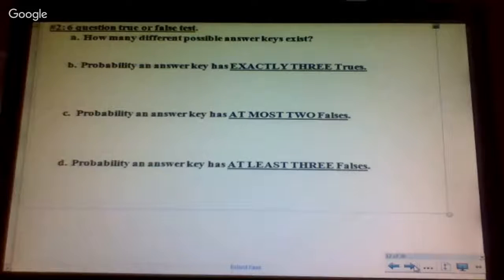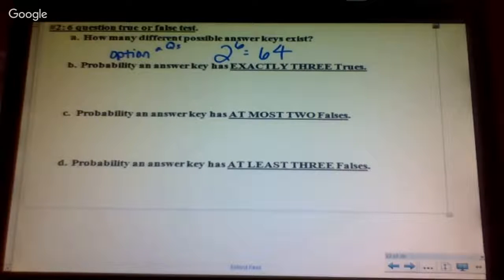How many possible answer keys exist if I have a 6-question true-false test? Again, it's options raised to the questions. How many options do I have if I'm doing a true-false test? 2. How many questions? 6. So I have a total of how many possibilities? 64.